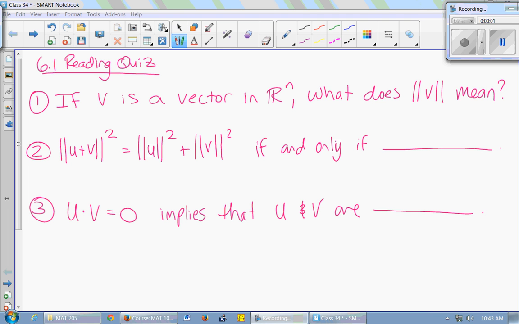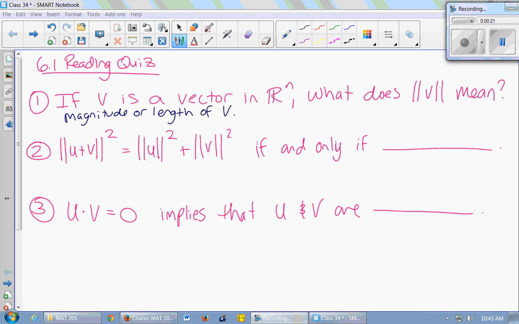If V is a vector in Rn, what do those double brackets around V mean? Magnitude or length? Yep. Of the vector V. Yep.